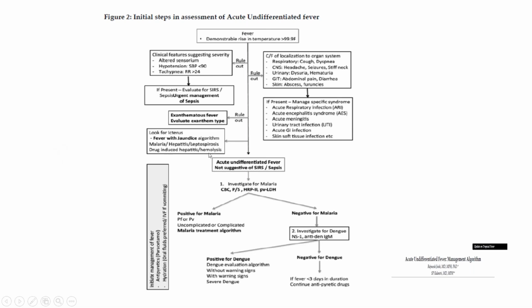Then look for jaundice. If you have jaundice, then it could be one of these: malaria, viral hepatitis, leptospirosis, drug-induced hepatitis, or hemolysis. And if it is there, then you have to go into that kind of a protocol. Now, if you have done all this and still you don't have any particular cause, then you investigate your patient for a short undifferentiated fever.